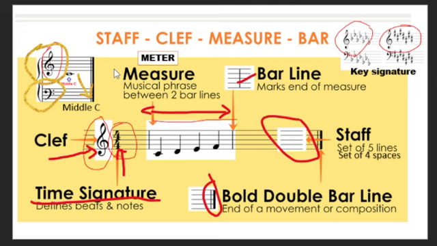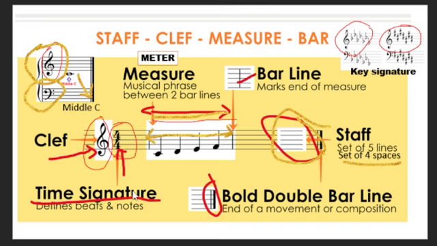A musical phrase is a musical phrase between two bars. Here they may indicate the two bars. This is the first bar. Let me put it here so that you can see it. The first one is here, from the first bar to the second bar. Then here we have the staff. A staff has a set of 5 lines and 4 spaces.